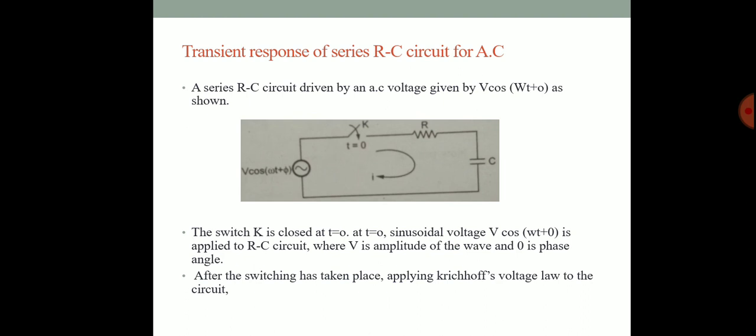Now for the value of the arbitrary constant K1, we have to use the initial conditions. Since the capacitor does not allow sudden changes in the voltage, substituting the values into the complementary and particular solution equations, we get the complete solution for the current.